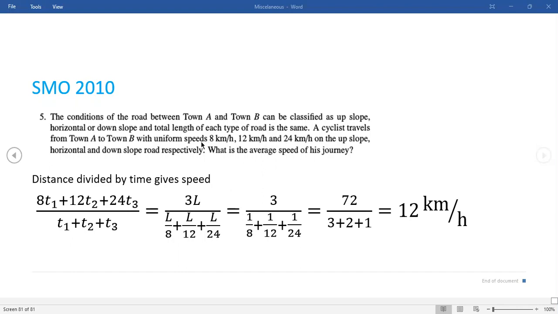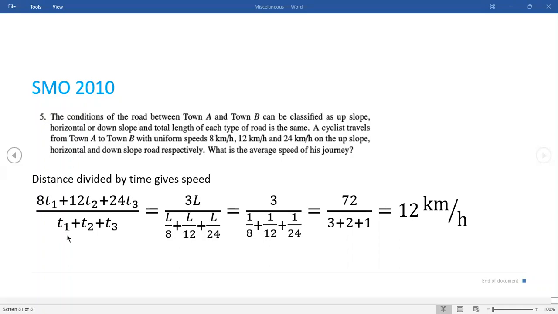And the lengths of each of the road types, the uphill distance is the same as the horizontal distance is the same as the downhill distance. But of course, the speeds are different, all right? And so you want to determine the average speed here. Now, it's tempting just to do what they call the arithmetic average, do 8 plus 12 plus 24 and divide by 3. But that doesn't work, and it's an easy mistake to fall into.